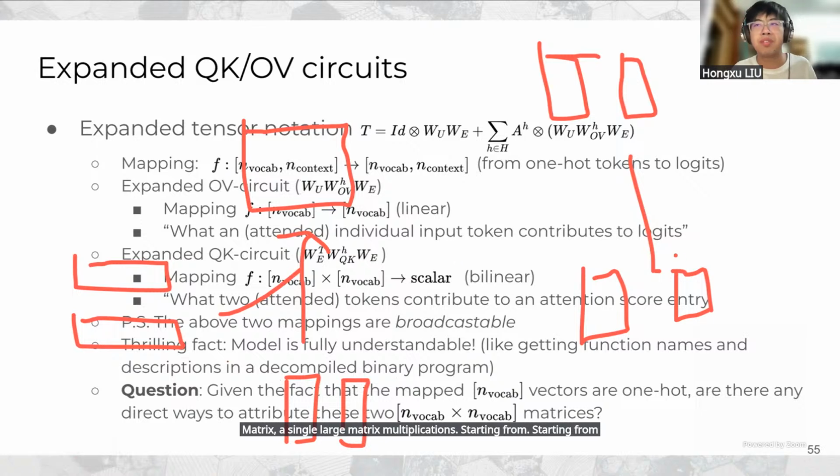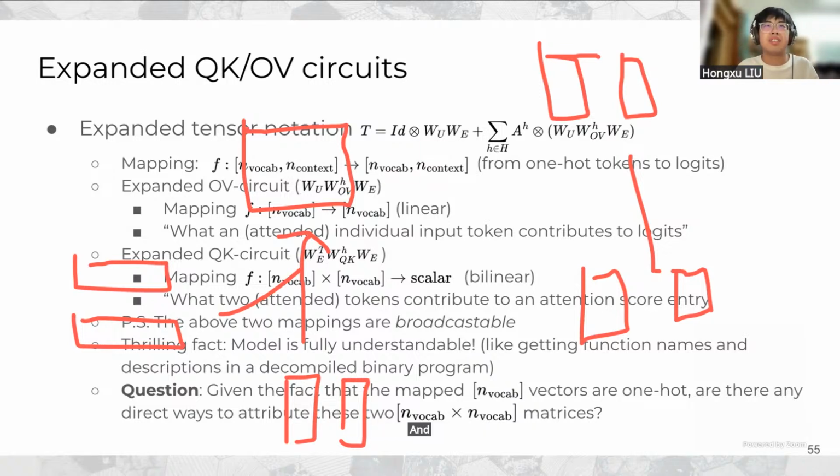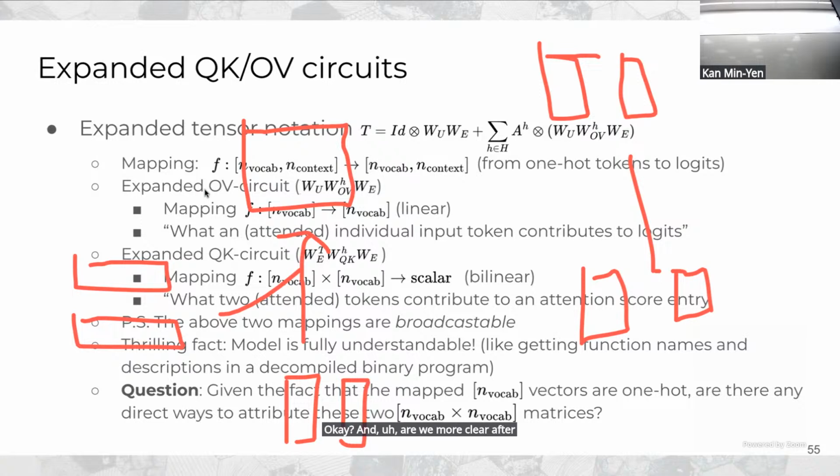starting from some sort of features that we observe easily, and deriving some sort of final model outputs or model intermediate states that we are interested in. So am I clear? Okay, and are we more clear after Hongxu's understanding? Can anyone paraphrase that in just one or two sentences? Try your best. Anyone?